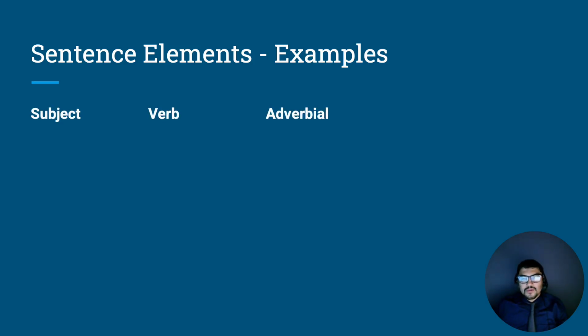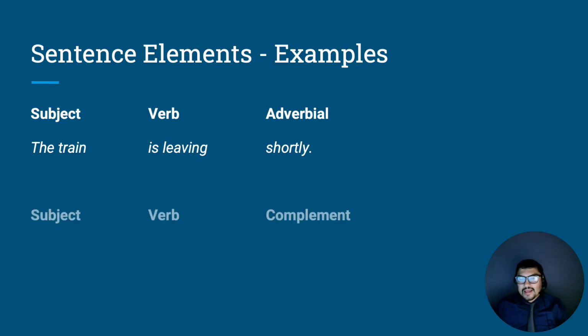One structure that we could use is subject-verb-adverbial. For example, the train is leaving shortly. So the train is our subject, and this is going to be a noun phrase consisting of a modifier and a noun. Here, the verb, we have a verb phrase, is leaving. We have an auxiliary verb and a progressive verb as well. For the adverbial, shortly. So this is an adverb, right? And it describes, in this case, time.